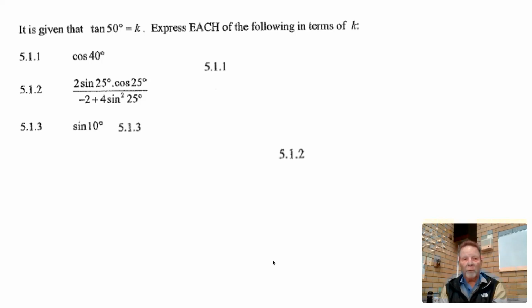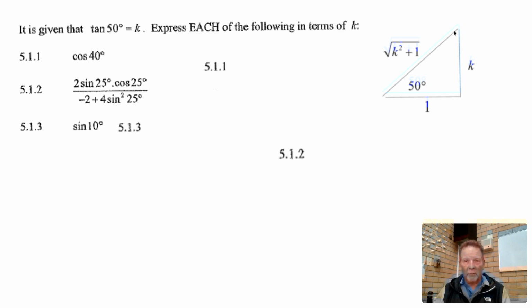Okay, let's try this first trigonometry problem here. They say it's given that the tangent of 50 degrees equals k. Well, tangent's opposite over adjacent, and it's what you do. You can make a little triangle. Instead of opposite over adjacent being k, you go k over 1, and you make yourself a little triangle. Opposite over adjacent, you put in 50 degrees.